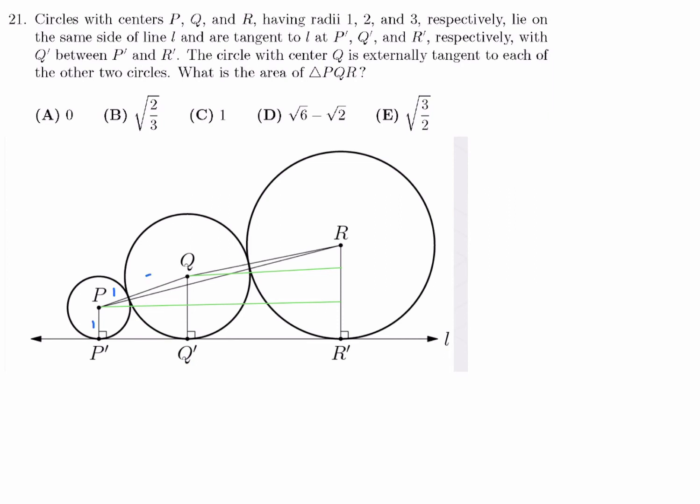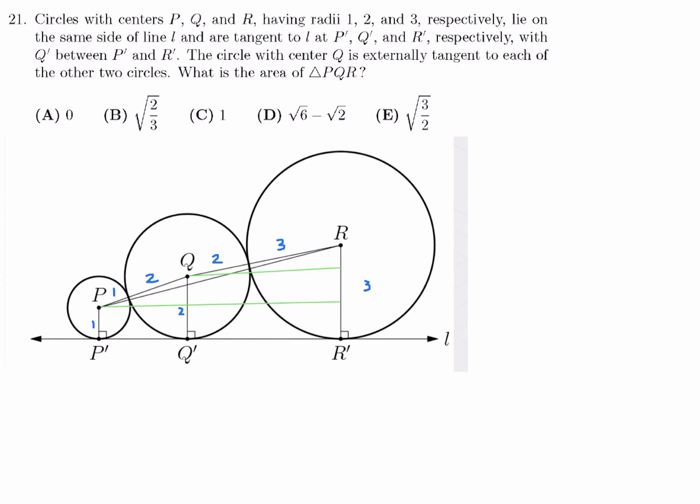Second circle has a radius of 2. So that's 2, that's 2. And the top to bottom length would also be 2. So I can put that in here. And then the next circle, of course, has a radius of 3. So something like that. It won't be perfectly drawn to scale, but pretty decent.